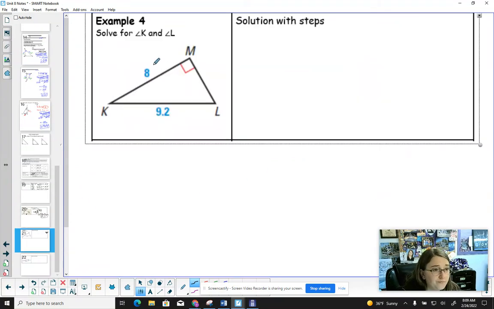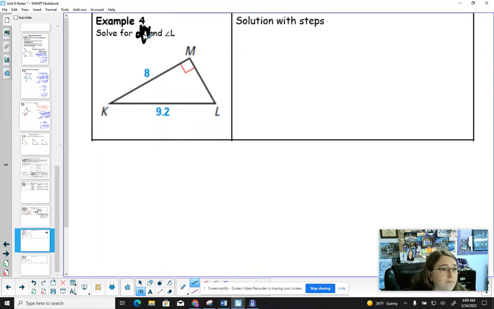So let's go ahead and try it again. Again, let's go ahead and solve for angle L this time. So I'm going to solve for just angle L. Go ahead and label just the 8 and the 9.2, and then we'll go from here. Okay, 8 is my opposite from angle L. If I'm just solving for angle L, 8 is my opposite, and then 9.2 is the hypotenuse.